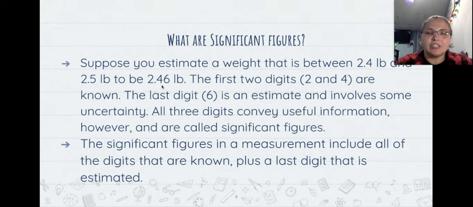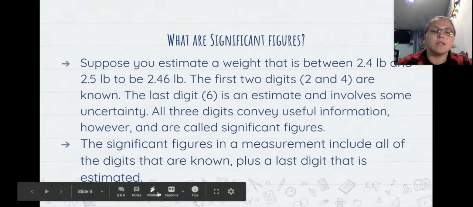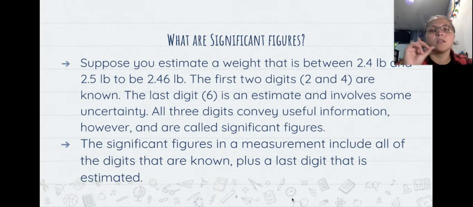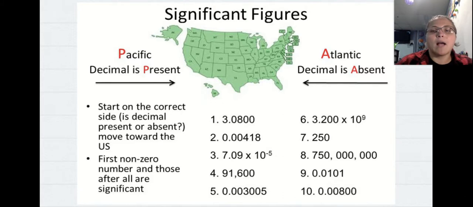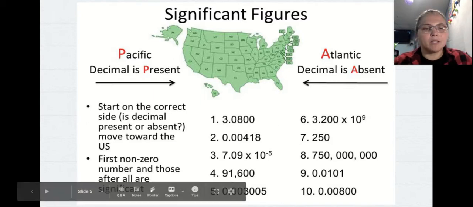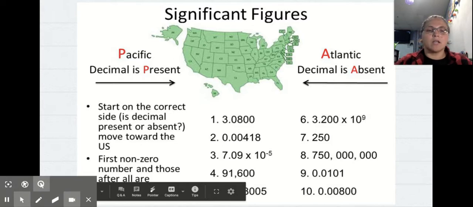All three digits convey useful information. They're important for us to know, and so they are called significant figures. The significant figures in a measurement include all of the digits that are known plus the last digit that is estimated. So how do we know how many significant figures are in a number? That's what your assignment is going to be about today. So let's look at it.